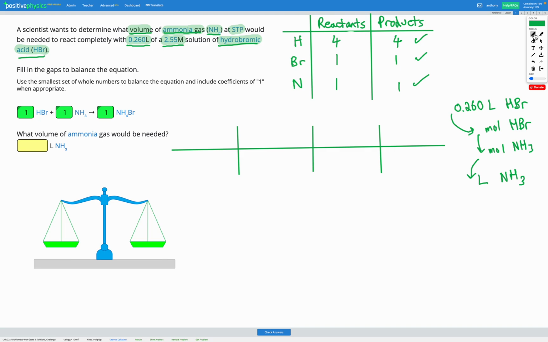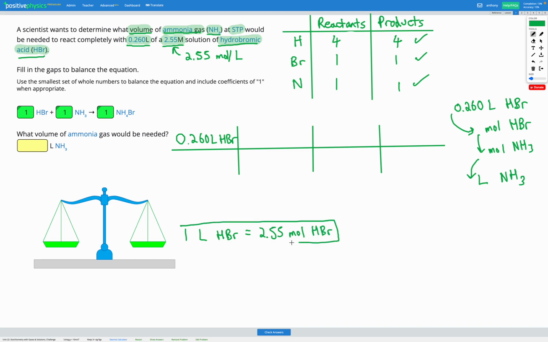And we can put our given in the top left. So we've got 0.260 liters of HBr. And we're told in the question that the hydrobromic acid has a molarity of 2.55 molar. Remember, molar means moles per liter. So that's 2.55 moles per liter. So what that's telling us is that in 1 liter of this HBr solution, we have 2.55 moles of HBr. So the molarity gives us our conversion factor for that first step in the dimensional analysis.